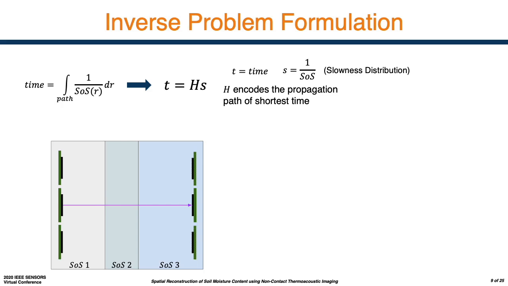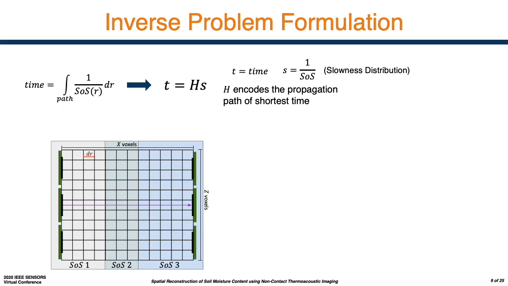First, we discretize the domain of interest into x lateral voxels and z depth voxels. The slowness distribution is defined at each voxel and vectorized into a vector of size xz by 1. Next, we can see that there are 9 combinations of transmitters and receivers, so the time of flight vector t will be of size 9 by 1, containing the propagation times from each transmitter to each receiver. H encodes the voxels that are intersected by the propagation paths from each transmitter to each receiver. Therefore, H is of size 9 by xz, where each row of H encodes a single propagation path through the slowness distribution.